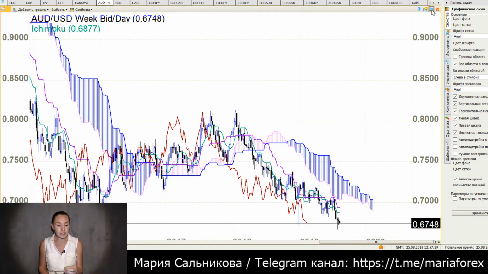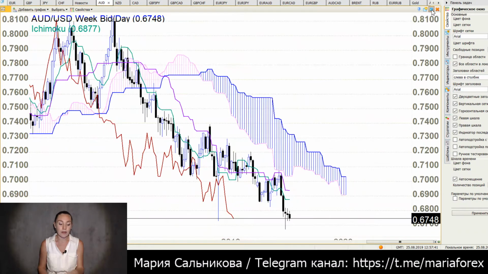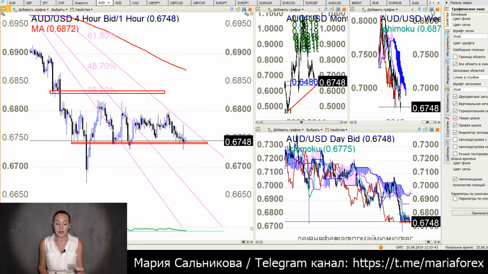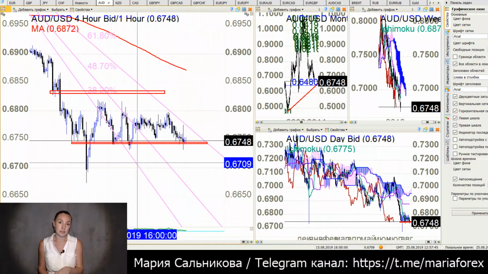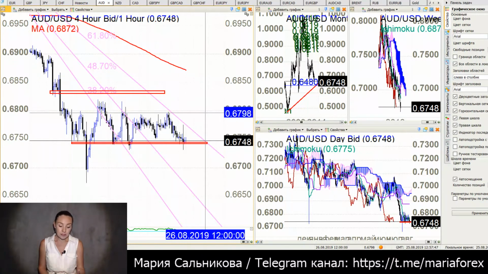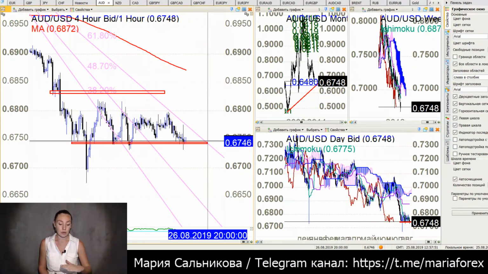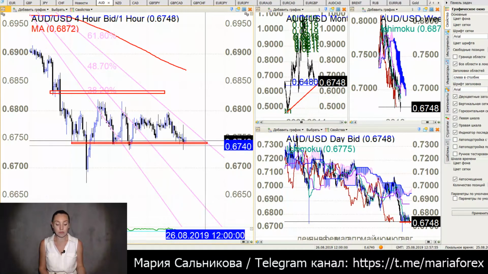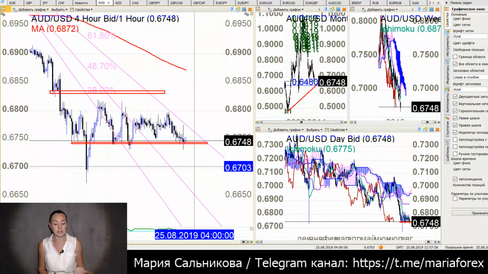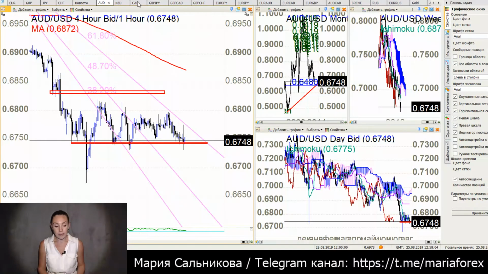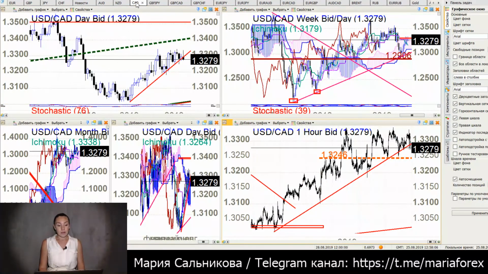But I don't see that someone will try to buy this currency pair soon until the price goes to that level of support. So my decision is to sell Australian dollar when the price goes under this level of support, 0.6740, 0.67, and so on. So I will try to find points to sell it with the targets that I told you before. Now let's go to US dollar versus Canadian dollar.